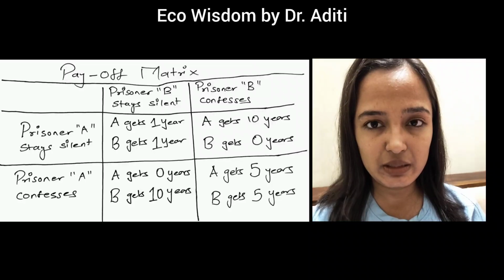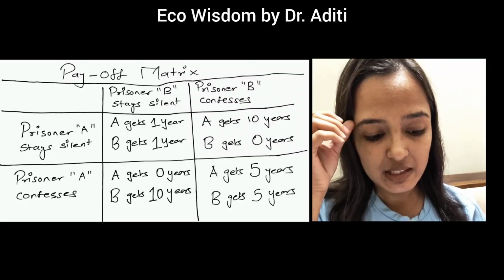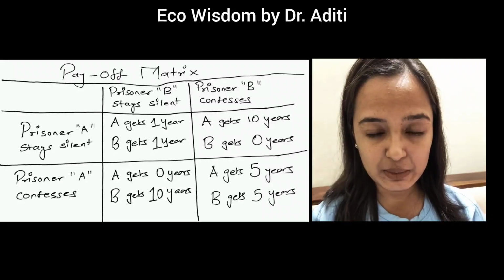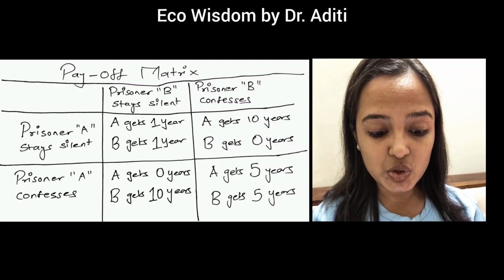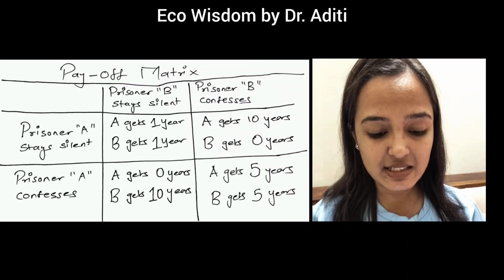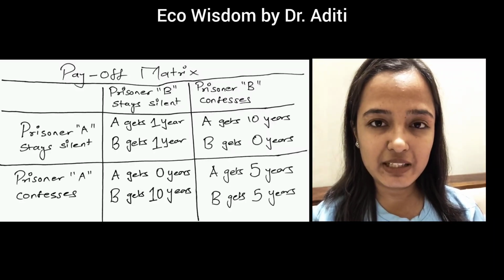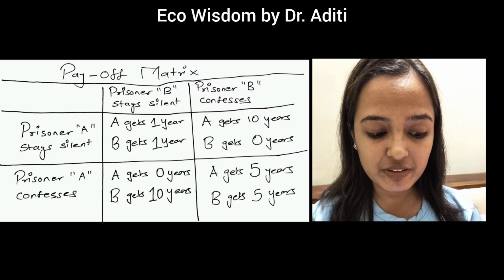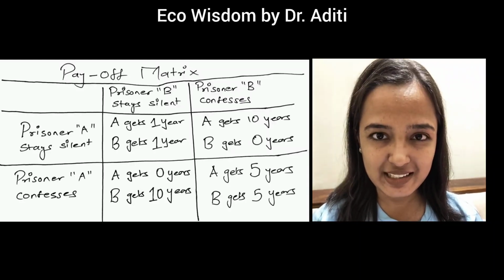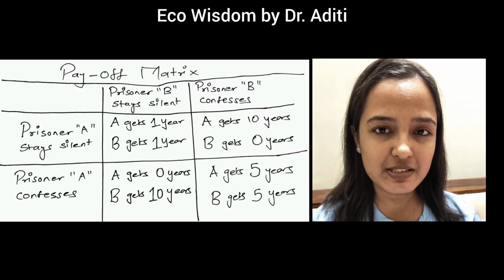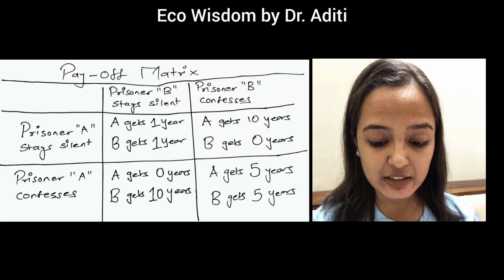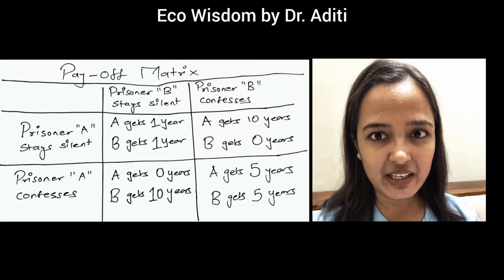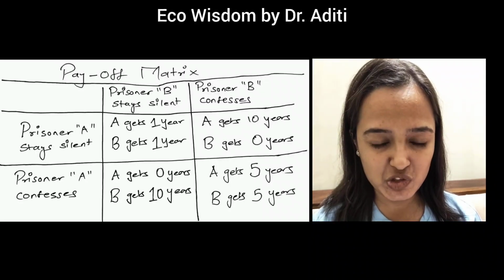So according to the deal put forth by police, if prisoner A as well as prisoner B, both of them choose to stay silent, then both of them will get only 1 year punishment each. However, if prisoner A stays silent whereas prisoner B decides to confess, then B will get 0 years punishment but A will get 10 years of punishment.